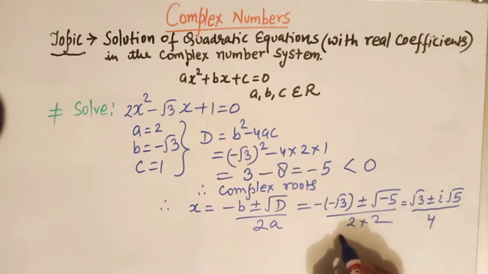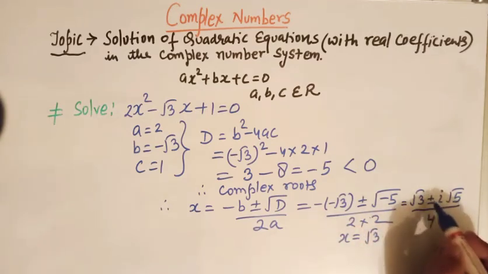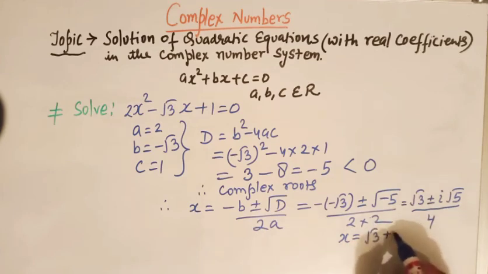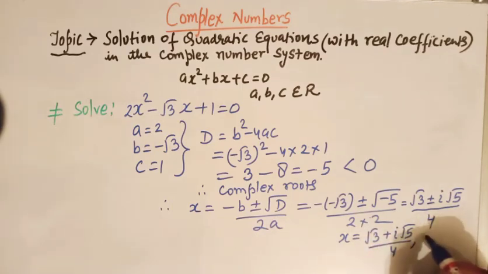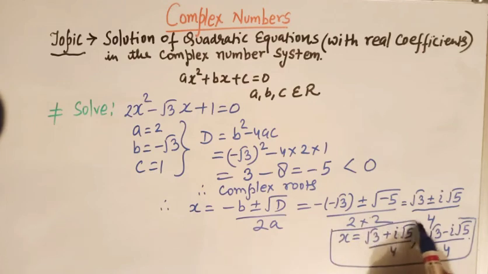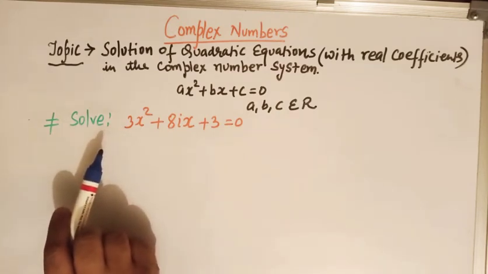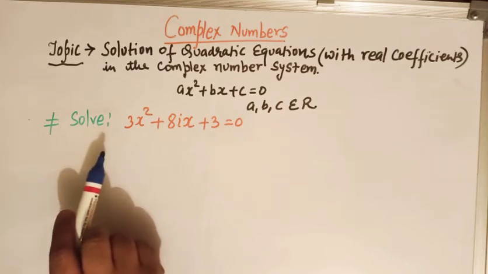So the roots are, taking the positive sign, square root of 3 plus i root 5 divided by 4. This is the first root, and the second root is square root of 3 minus i square root of 5 divided by 4, right? So this is the solution of the given quadratic equation.